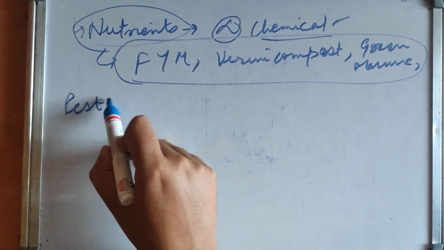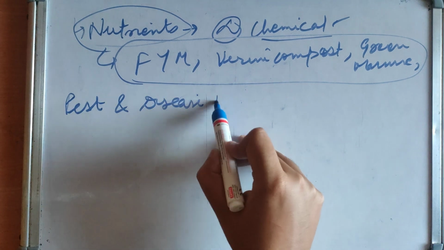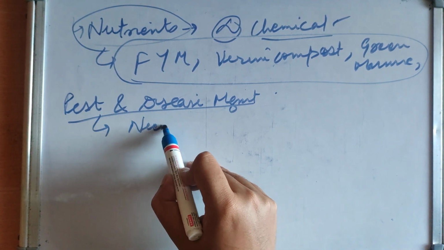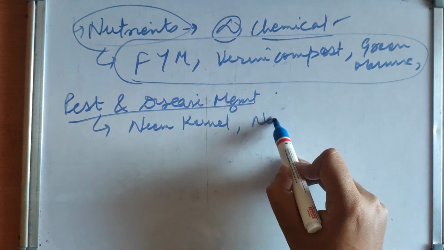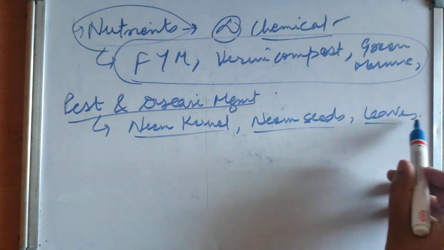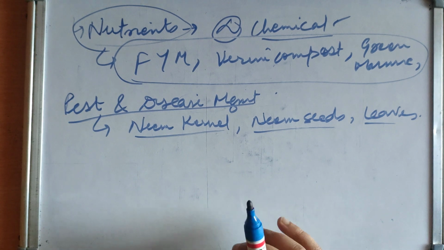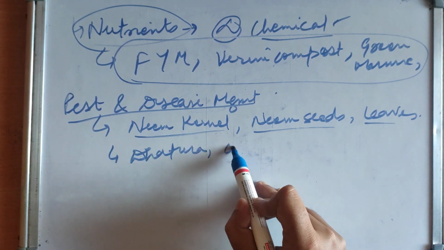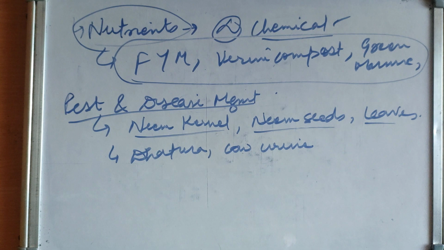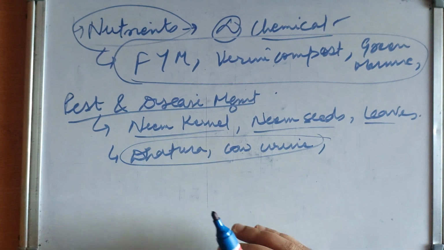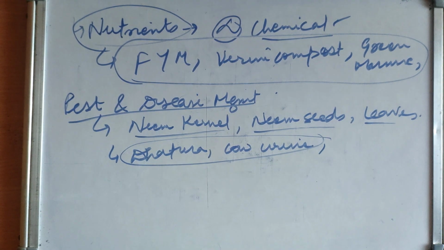Now pest and disease management. For pest and disease management, we can use neem kernel, neem seeds, or neem leaves, etc. Using neem as a disease and pest retardant can be very useful. We can also use datura and cow urine. Spraying of cow urine is very important. We can irrigate with cow urine sometimes. So we can see the production of Sarpagandha is very eco-friendly. We are not using any chemicals or pesticides.